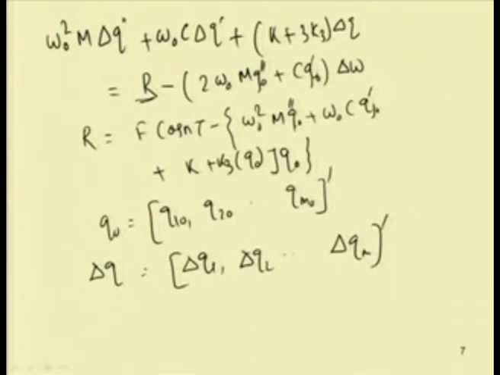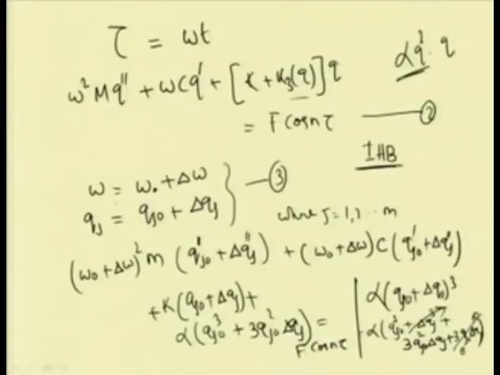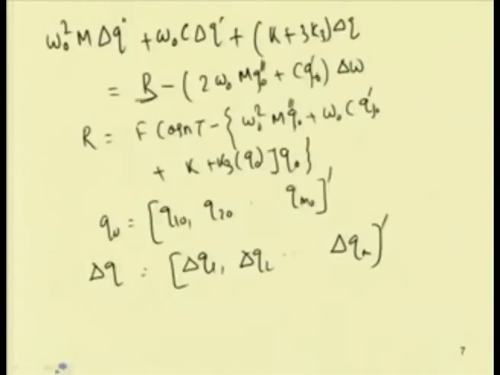In the first step, we substituted one increment, that is, considering the present state to be omega equal to omega 0 and q j equal to q j 0. Then we made an increment in the frequency by delta omega, and also in the state of the system q j by delta q j, and substituted this in the governing equation. Now we have reduced that equation to this form.